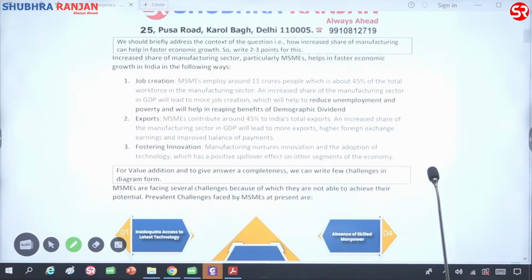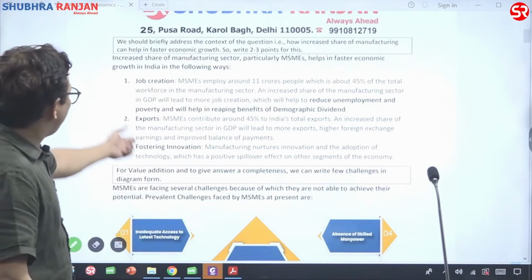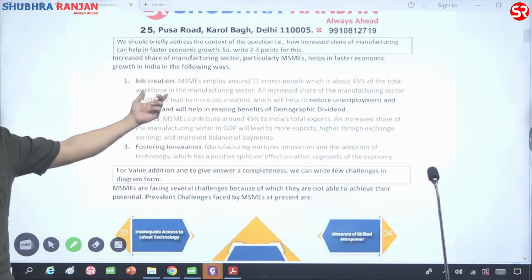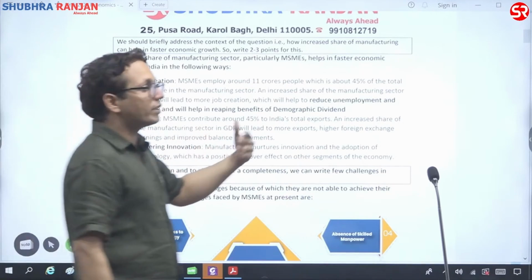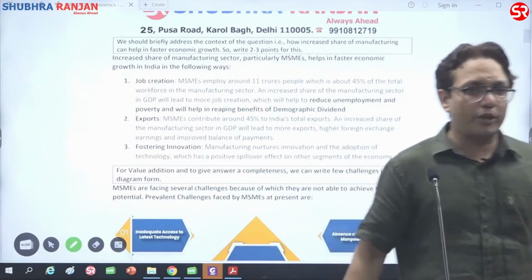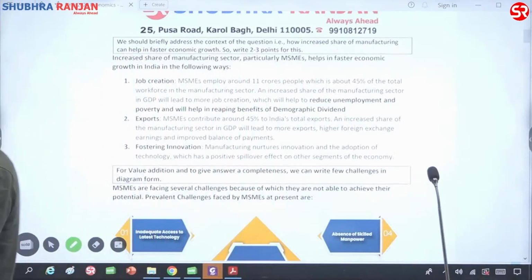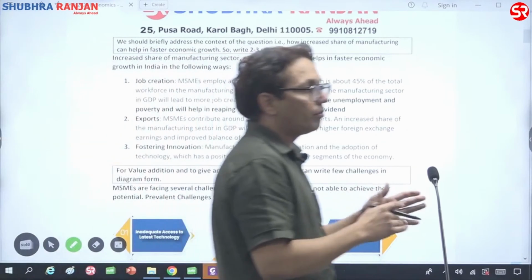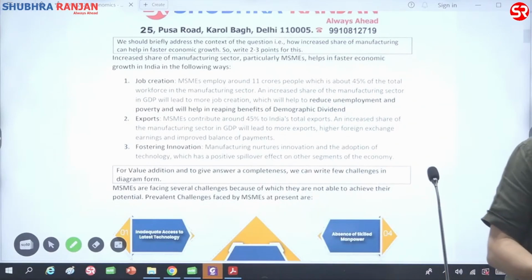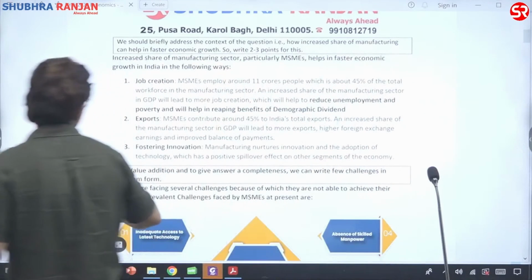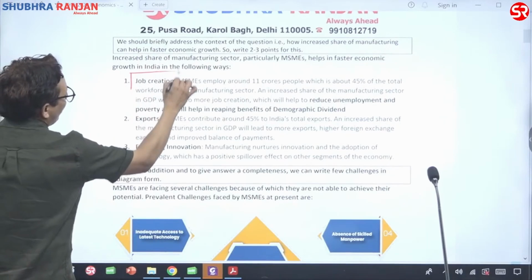The next thing is, we have to tell how manufacturing sector and MSME sector can contribute to economic growth. That was the question, right? So here we tell they contribute in job creation. If we have job creation, how does it lead to economic growth? Because the people who are earning, that is getting added to GDP. At the same time, when there is job creation, there is a creation of demand in the economy. And this creation of demand would lead to production from other sectors of the economy also. So the first way MSMEs contribute to growth is by job creation.